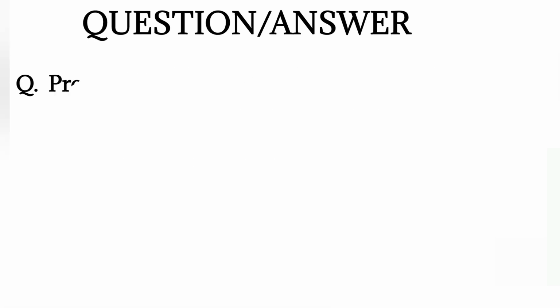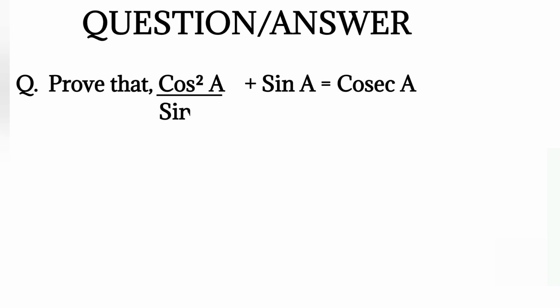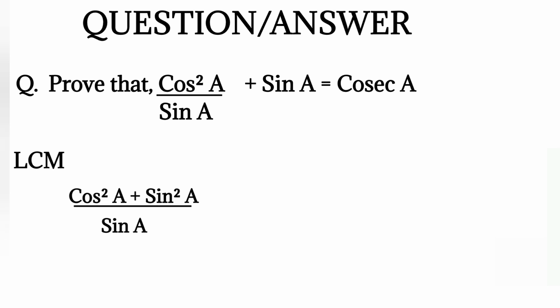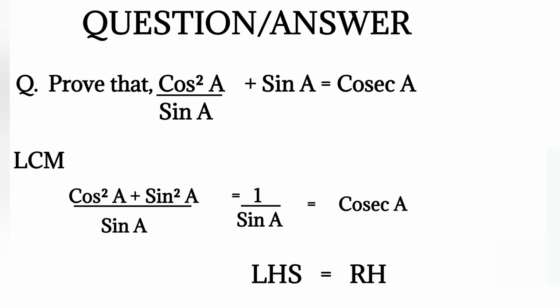Question number 2. Prove that cos square A upon sin A plus sin A equals cosec A. Taking LCM in the LHS, we get cos square A plus sin square A upon sin A. Using the identity sin square A plus cos square A equals 1, we get 1 upon sin A, which equals cosec A. Hence proved, LHS equals RHS.